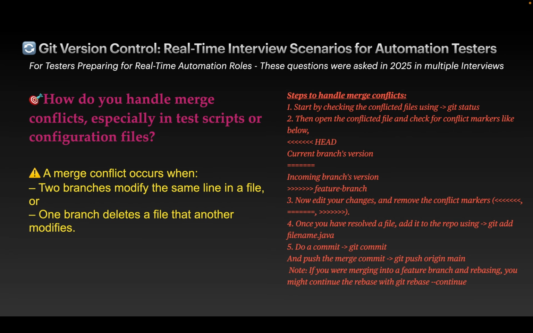First identify the conflicts using git status, resolve the conflicts and add your code. Then do git add, git commit and git push. So in this way we'll be able to handle merge conflicts in your test scripts. So please note, if you are merging into a feature branch and rebasing, you might continue the rebase with git rebase --continue. Okay, so let's see the next question.